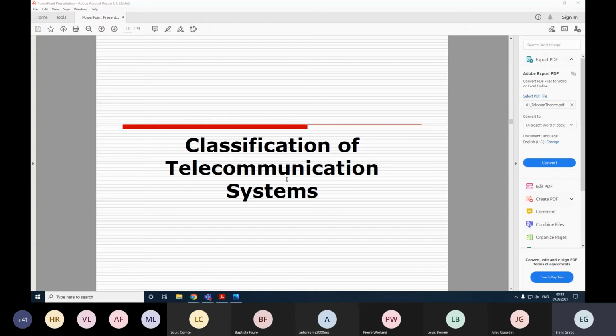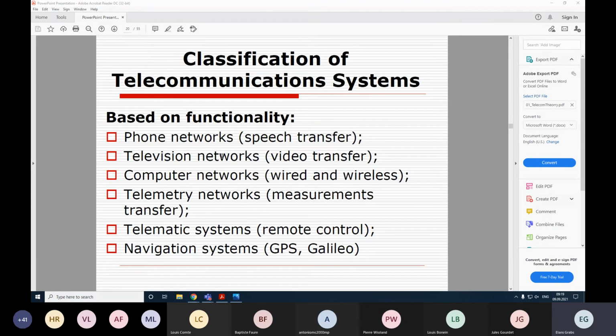Okay, so before we start talking about a specific system, let's also talk about what kinds of systems there can be. Let's see how different these systems can be based on different principles. Based on functionality, we can describe phone networks, television networks, computer networks, because they have different functionality. Here we use it for calls, here we use it to watch television. Computer networks actually can do both of these things and even more.